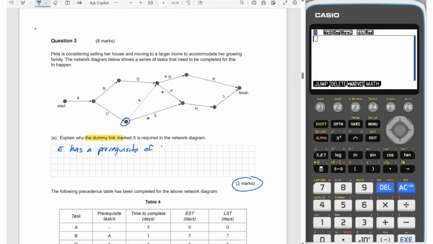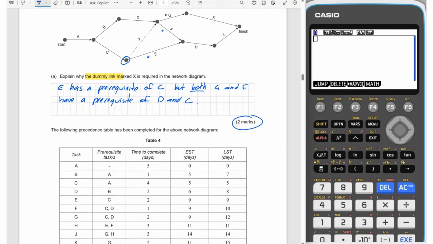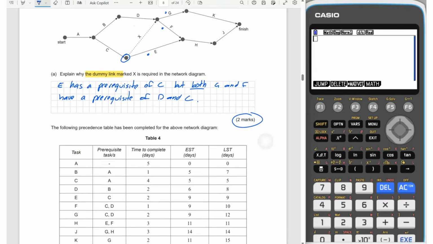of only C, but we have both G and F have a prerequisite of D and C. Okay, and there's your 2 marks. So think about where the dummy link is coming from and then where it's going to. It's all about the prerequisites for when they ask you why a dummy link is required.